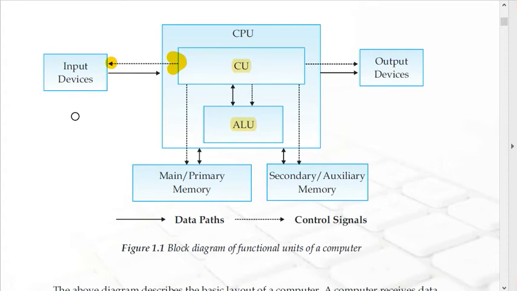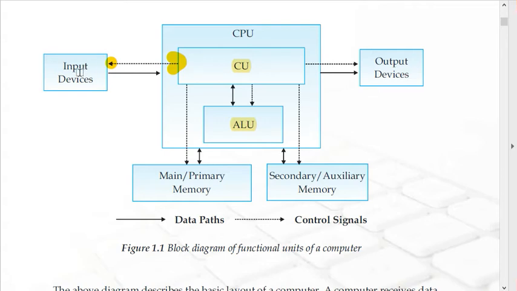So see, if I am using a keyboard and entering some data, what does this mean? That I am providing an input to the computer. So I have taken two numbers, I have used input devices, and I have input two numbers to the computer. So this is the functioning of an input device. This is the first function which an input device does.